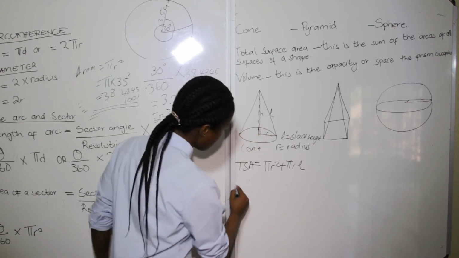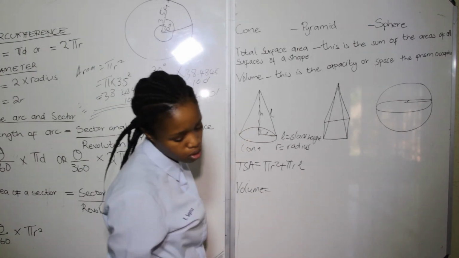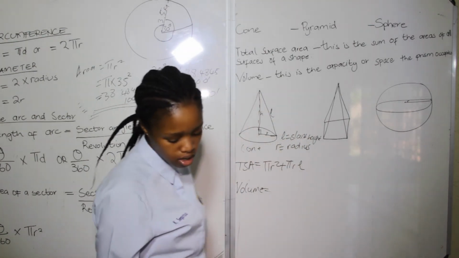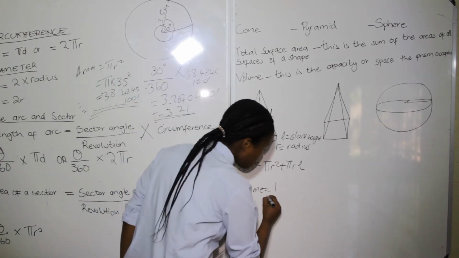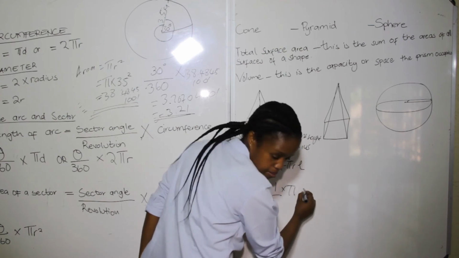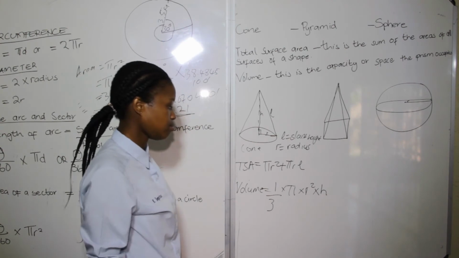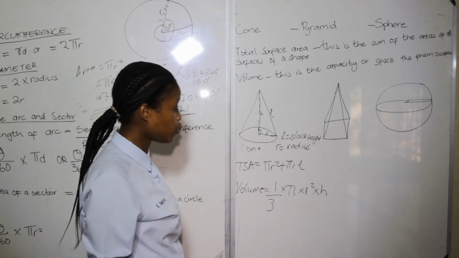And then we have the formula for the volume of a cone. What's the formula for the volume of a cone? The volume of a cone is 1 over 3 multiplied by pi multiplied by r squared multiplied by the height, which is our volume formula here.